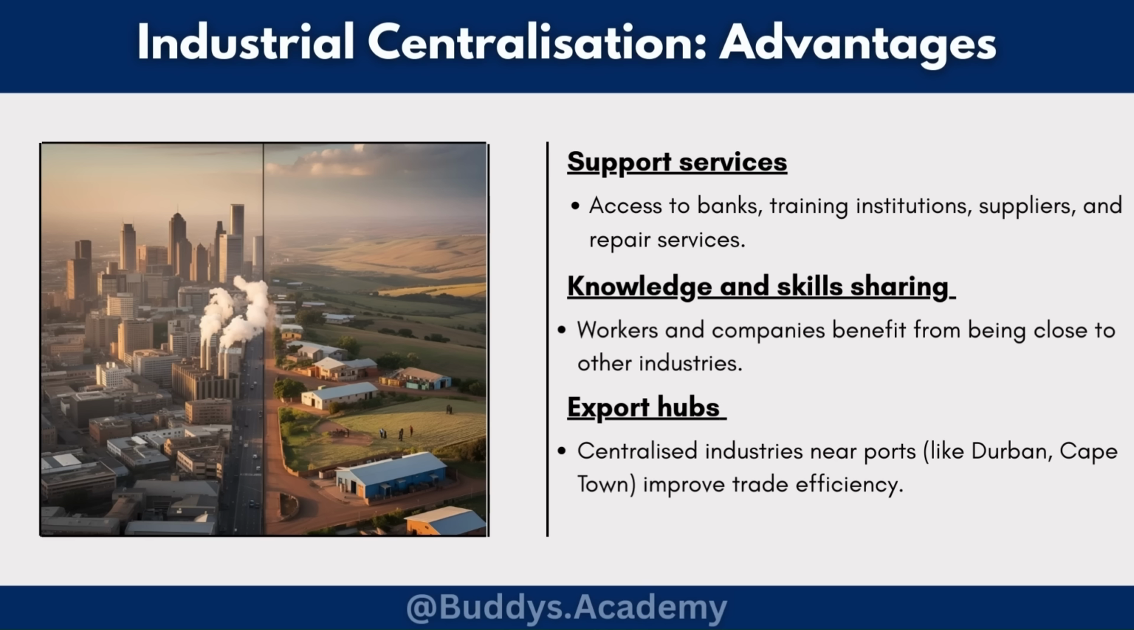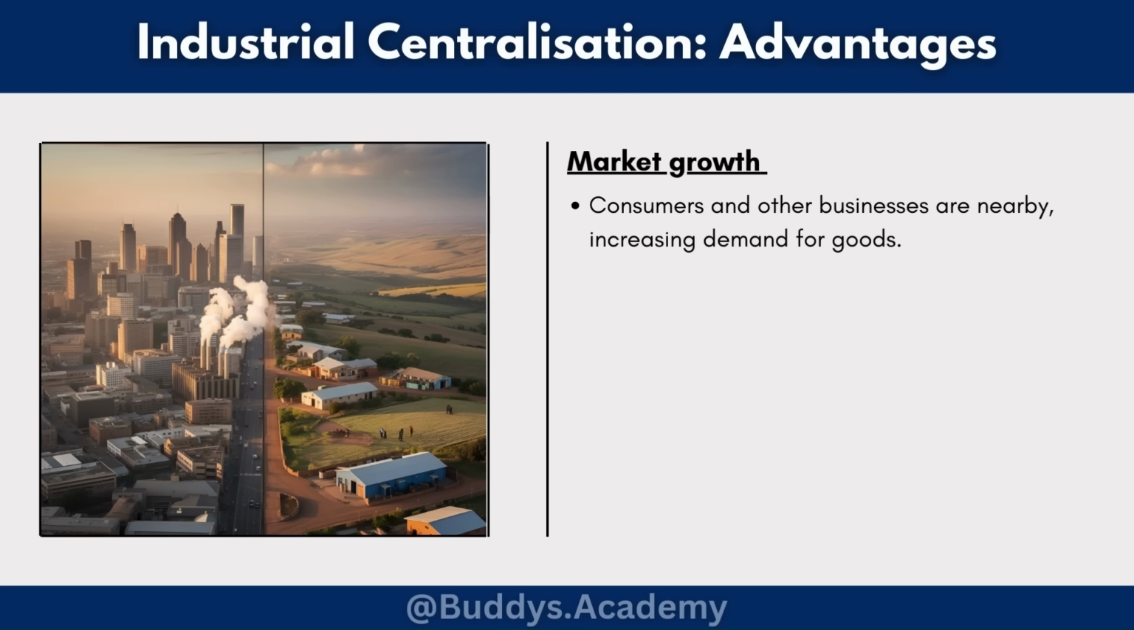Your sixth advantage would be export hubs. So centralized industries near ports like Durban, Cape Town are going to improve your trade efficiency. And seventh, you can have your market growth. So consumers and other businesses are going to be nearby, and that's going to increase demand for certain goods.